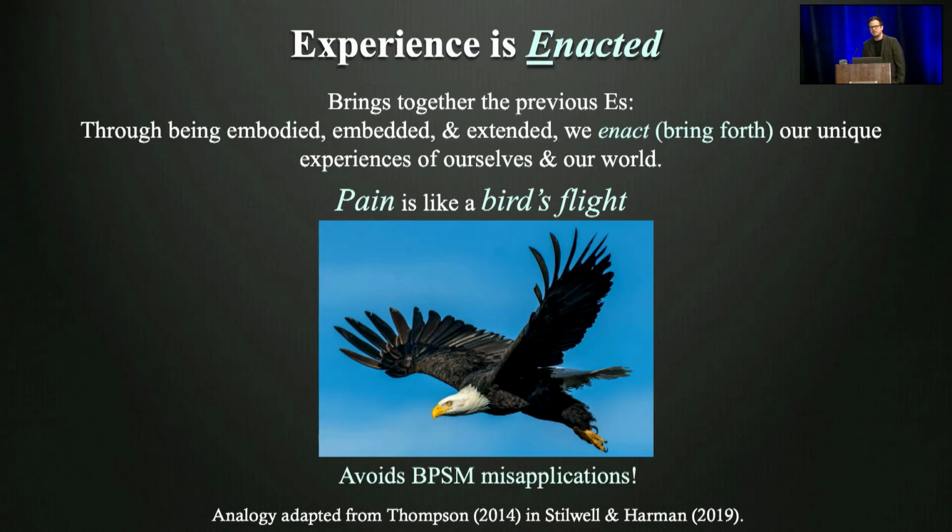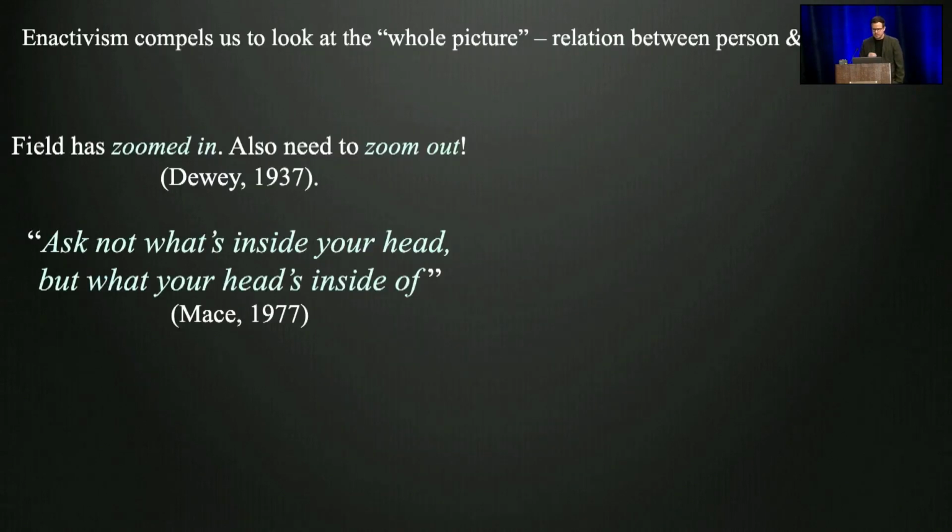So the idea here is that if we take these E's, this enactive theory, quite seriously, it might actually help us avoid some of those biopsychosocial model misapplications that I previously introduced. So overall, enactivism compels us to look at this whole picture, the relation between person and environment. I think the field of pain has been really good at zooming in on the body, on the individual, but we also need to zoom out. So enactivists often kind of flippantly use this quote from Mace, 1977: ask not what's inside your head, but what your head's inside of.